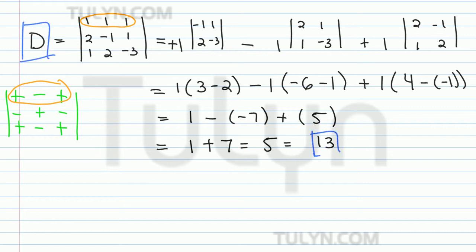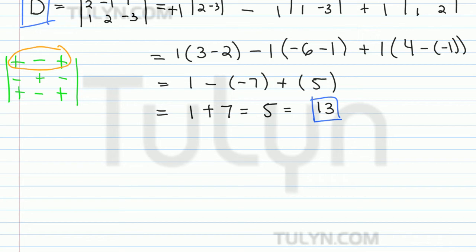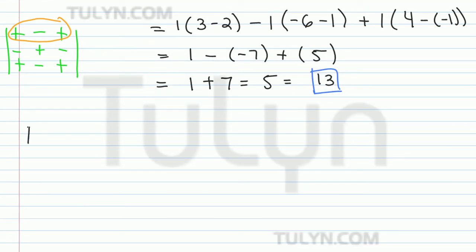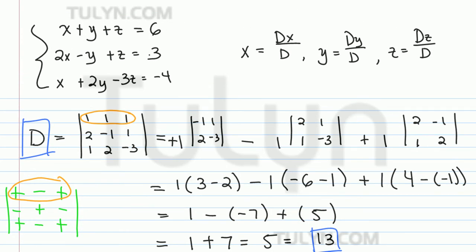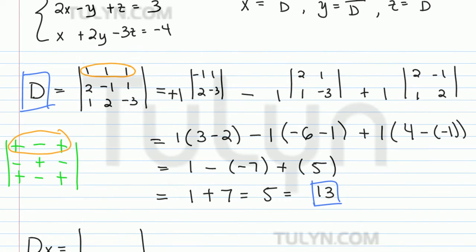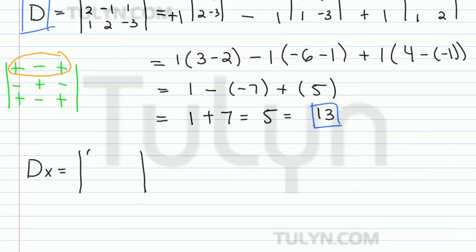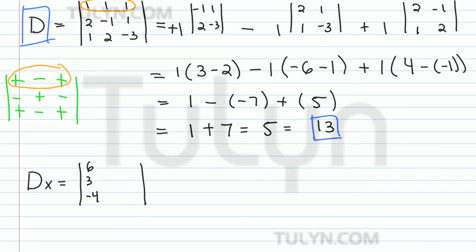Let's make it in blue so that we can keep track, because we're going to have to do this 3 more times. We want to make sure we keep track of what we're doing. So we found d. Now let's find dx. Now the way you write down dx is that it's a 3x3 determinant, except this time you replace the x coefficients with the constant terms. So instead of 1, 2, 1 for the first column, we're going to have 6, 3, and negative 4. And then you write down the coefficients in y as the second column, so this becomes 1, negative 1, 2, and then 1, 1, negative 3 is the last column.